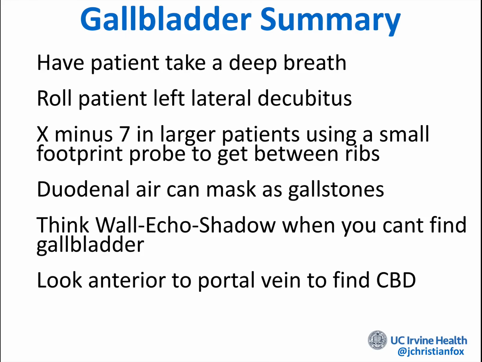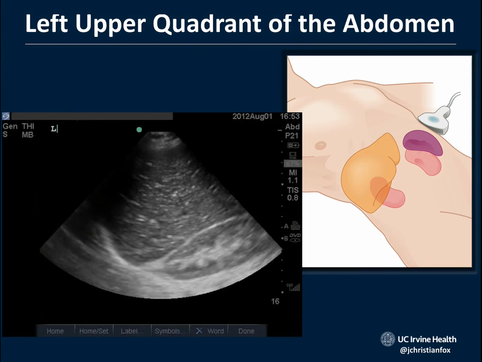Okay, so with the gallbladder, the idea is to have the patient take a deep breath. Just to summarize here, you're going to roll the patient left lateral decubitus, and if it's a larger patient, you can go X minus 7, get between the ribs. Sometimes you need to use a smaller footprint probe to do that, like a phased array transducer. Like the same probe you use on the heart, you can actually use on the gallbladder and get between the ribs in a larger individual. Duodenal air can look like gallstones. If you can't find the gallbladder anywhere, there's something called the wall echo shadow. That's a contracted gallbladder around a stone. More on that later, but that's something to think about. And if you're looking for the common bile duct, you want to look anterior to that portal vein.